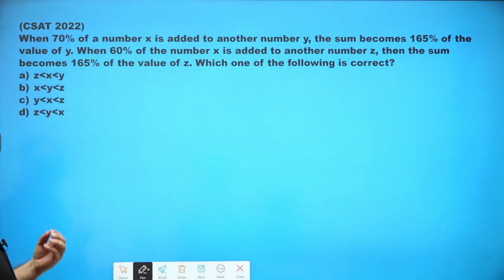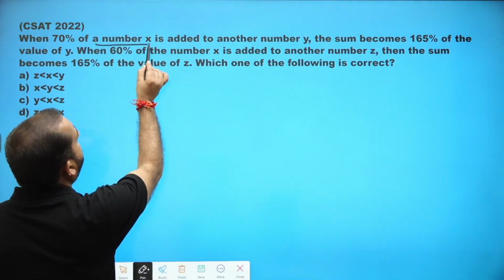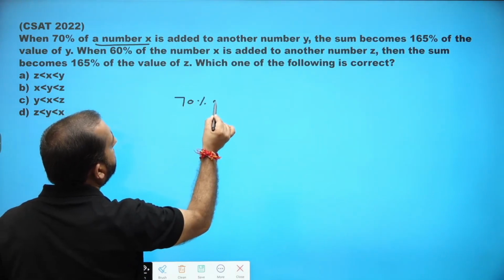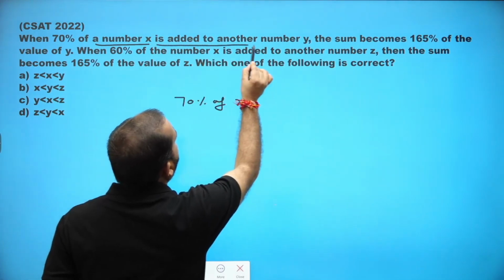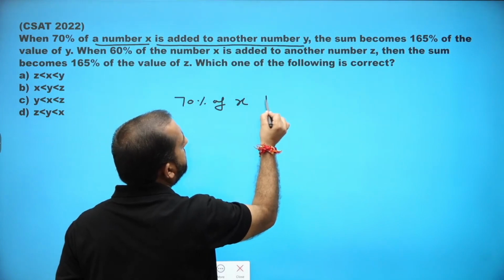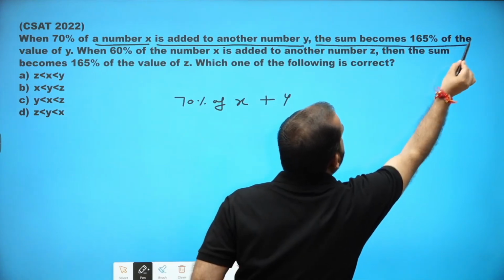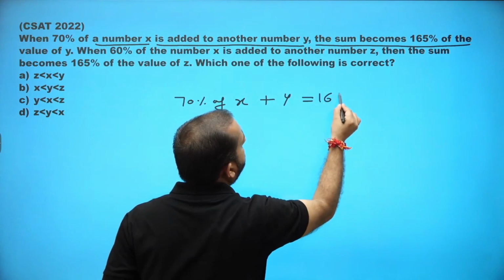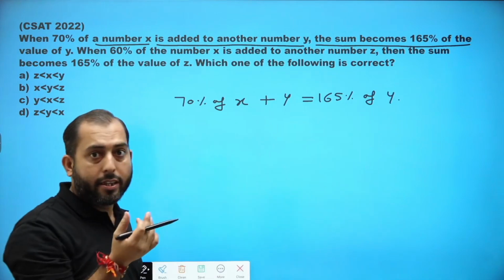This says when 70% of a number x, meaning 70% of x, is added to another number y, meaning plus y, the sum becomes 165% of y. So it is equal to 165% of y. This is given in the question.